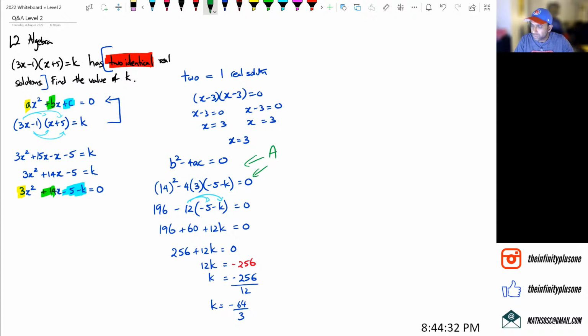Negative 64 over 3 is about negative 20. So negative 50 to 50.